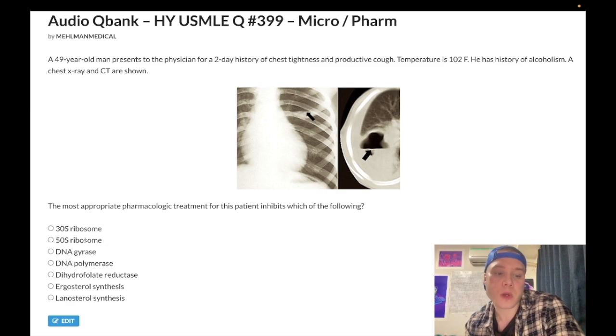50S ribosomal subunit can also apply to macrolides, okay, such as azithromycin, which is first-line empiric treatment for community-acquired pneumonia, as well as chloramphenicol and linezolid. 30S ribosomal subunit refers to aminoglycosides such as gentamicin, as well as tetracyclines. Many discussion points. I mean, what are we going to do? Make this an hour presentation where I talk about every little detail about every antibiotic, what they're used to treat, all the side effects?